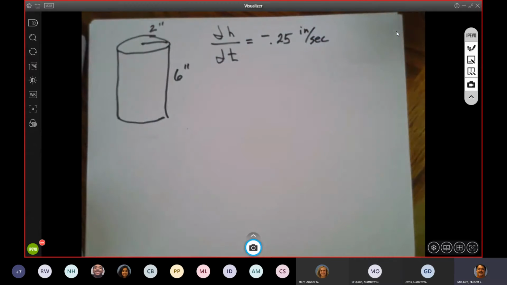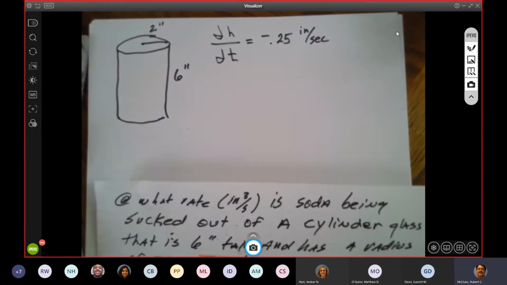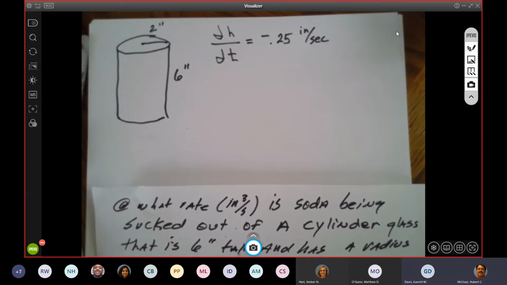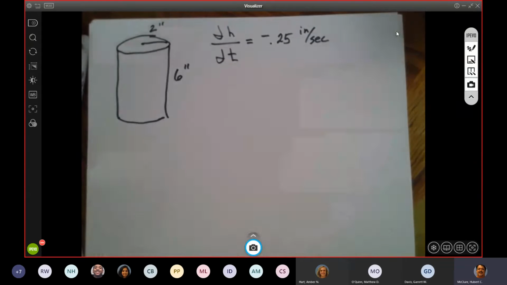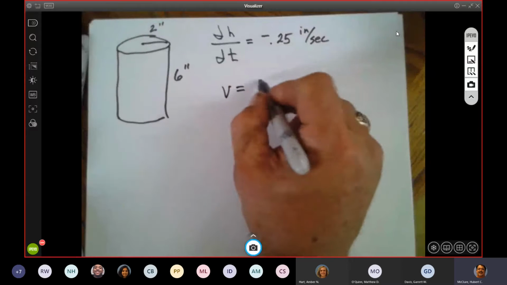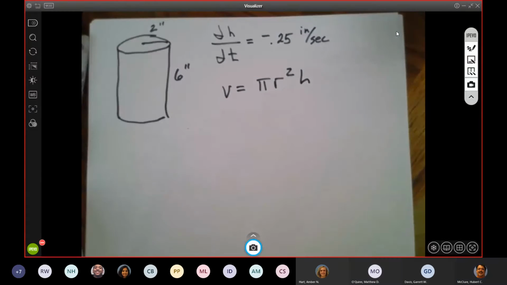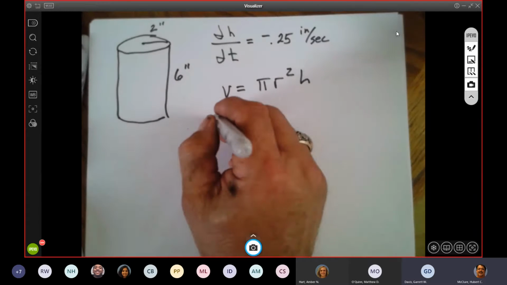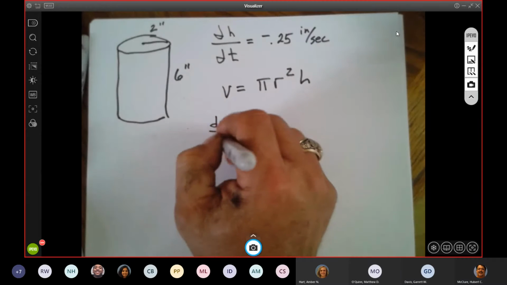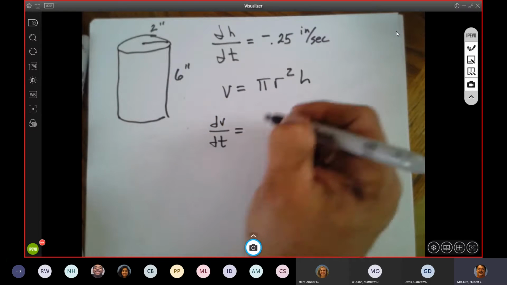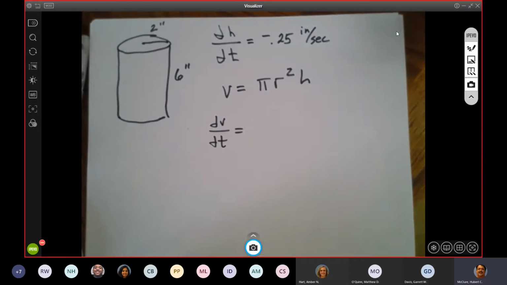So all I need now is a formula. Since they gave it to us in volume, inches cubed, we're going to use volume. Volume is equal to pi r squared h. And you're going to give me dV/dt. All right, go to it. Find the derivative, dV/dt.